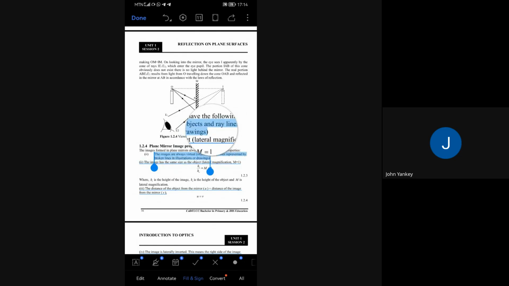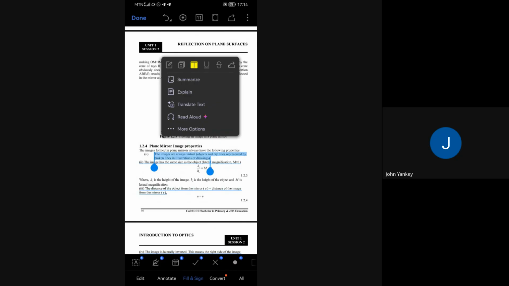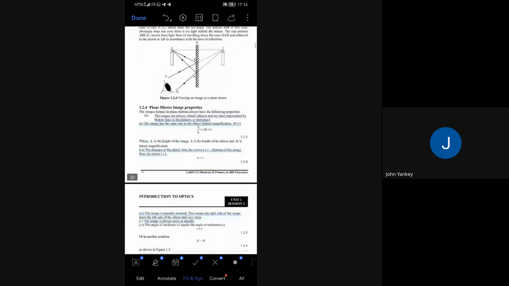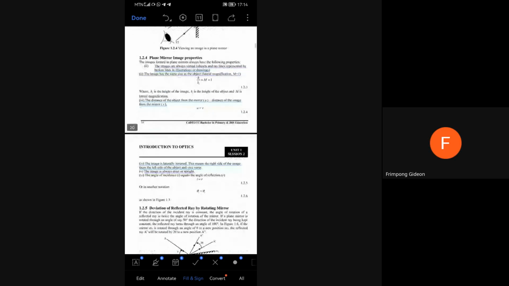One, the image is upright or erect. Number two, it is laterally inverted. Object distance equals image distance. Size of image equals size of object. And the image is virtual. The reflected rays do not actually meet behind the mirror. They only appear to be meeting there. So the image is virtual. All right, I think the last five, and we will put it here.